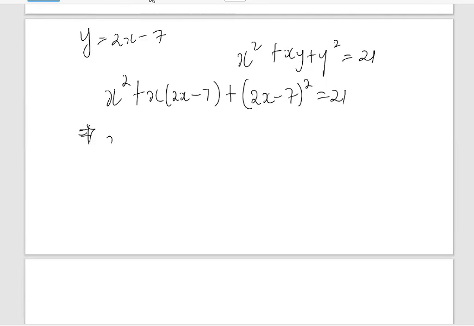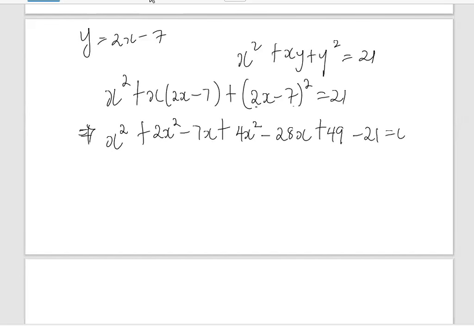Okay, so that's going to be x squared. When we open this up, we're going to get 2x squared minus 7x. Opening this square bracket, we're going to have 4x squared. 2 and 7 is 14. 14 times 2 is going to be minus 28x. And then 7 squared gives us a 49. Let me take the 21 that side and equate everything to a 0. So this is a 1x squared plus 2 plus 4 is going to give us 7x squared. Minus 7 minus 28 gives us a minus 35 with x.